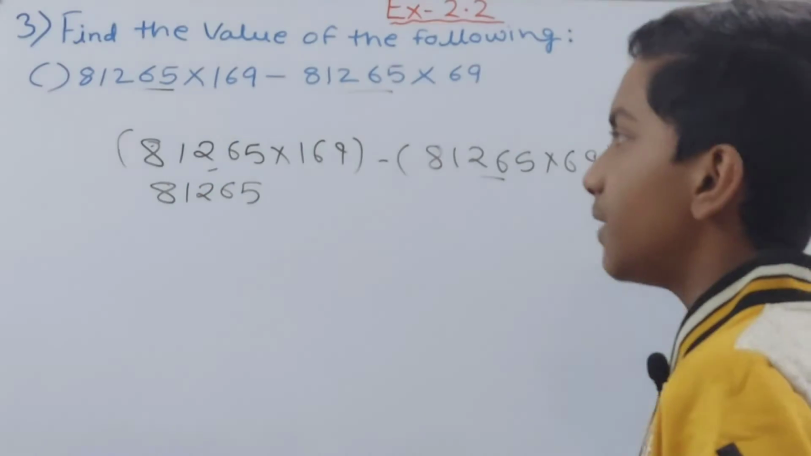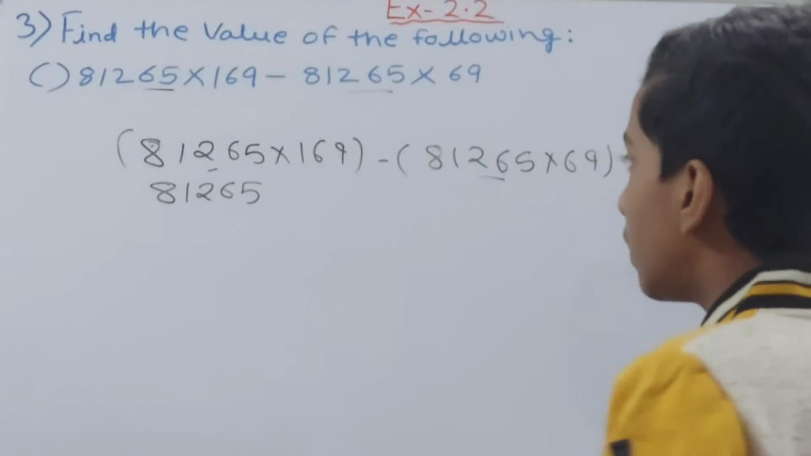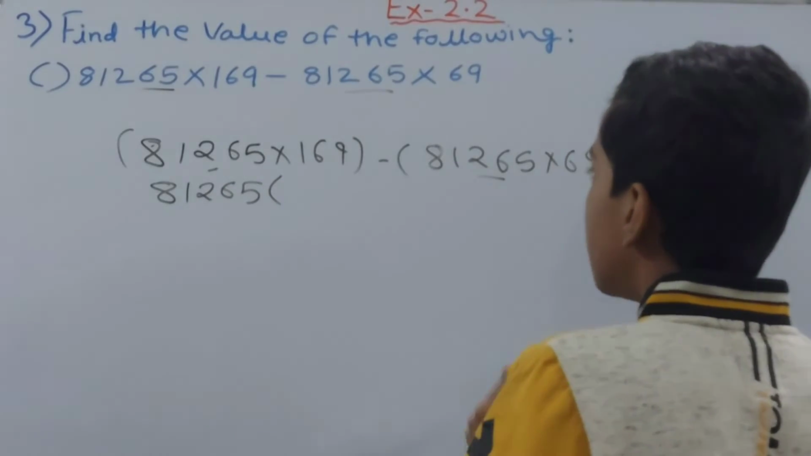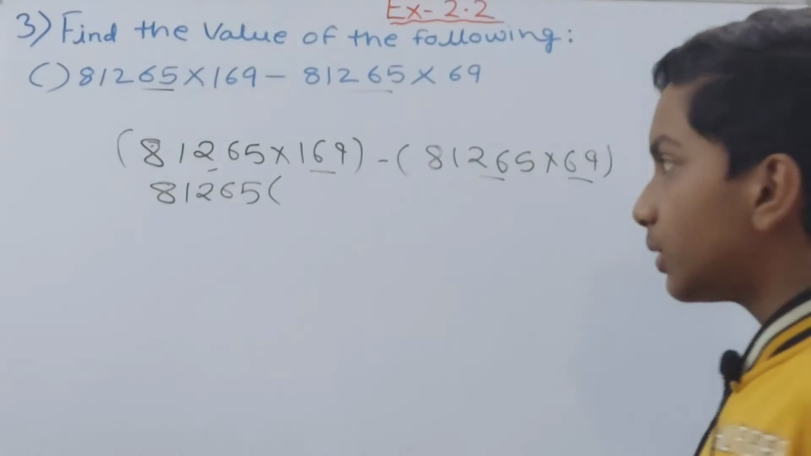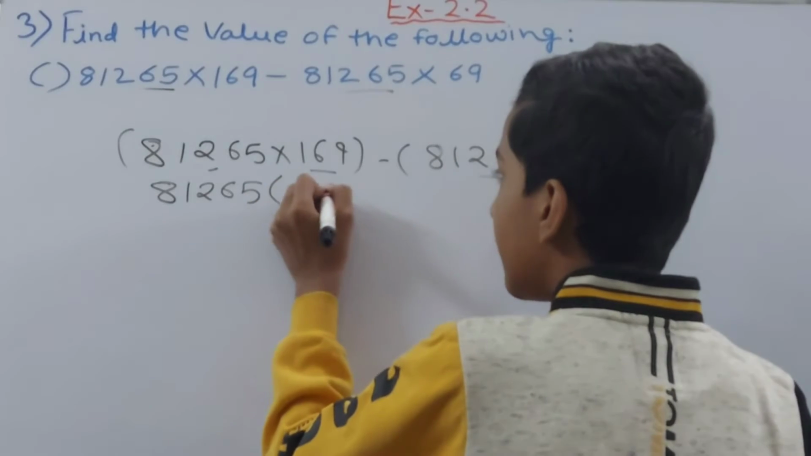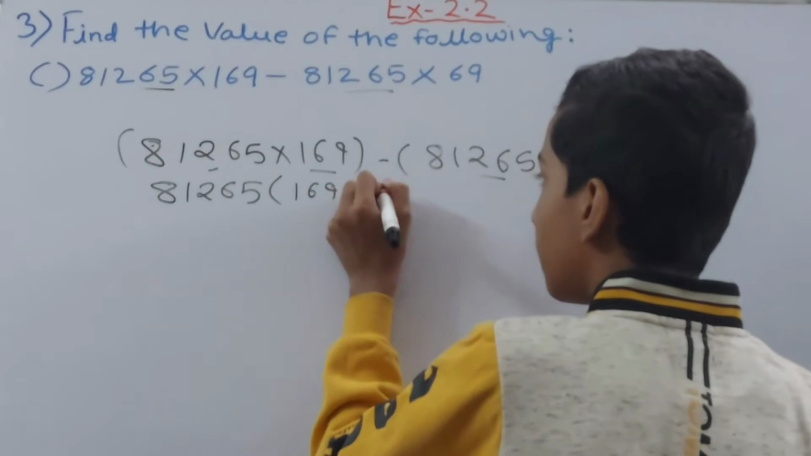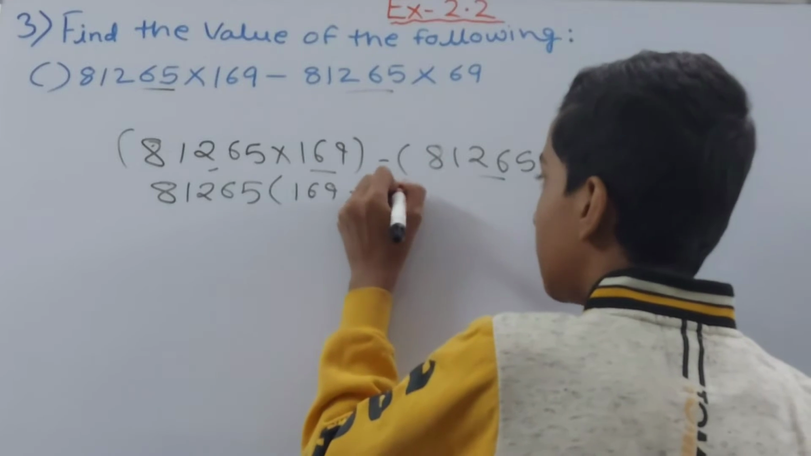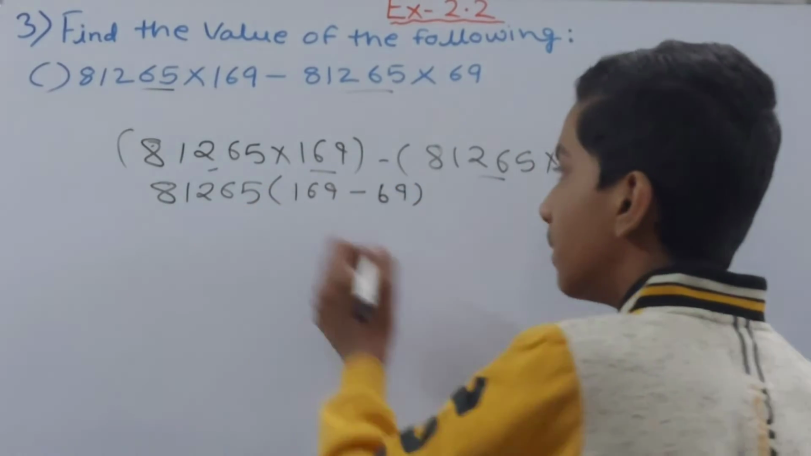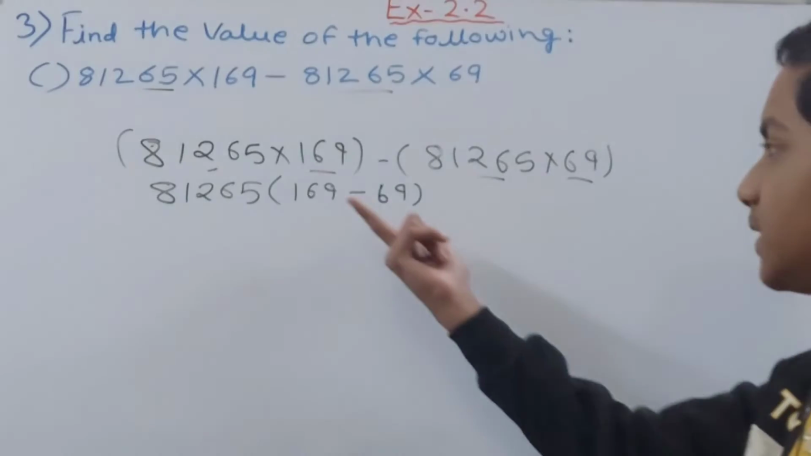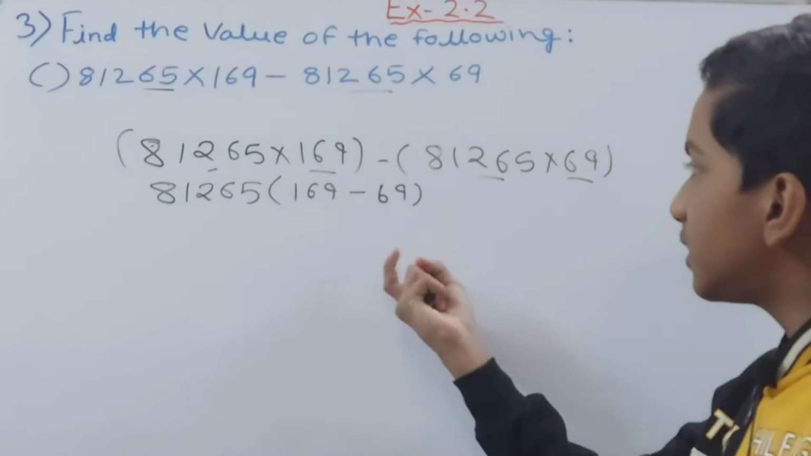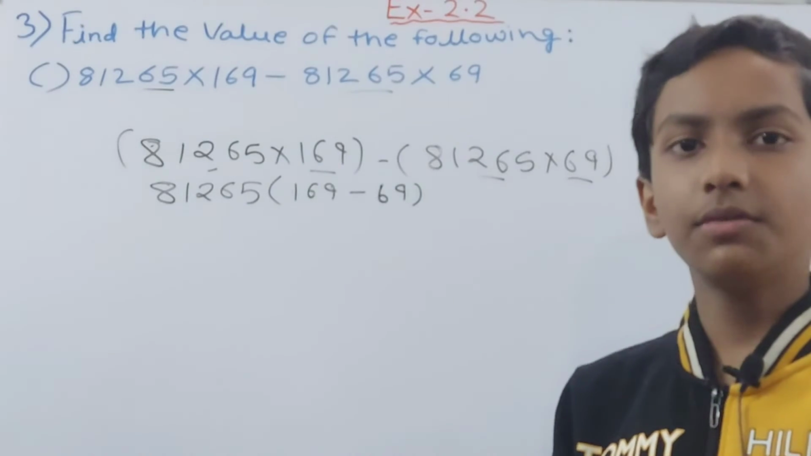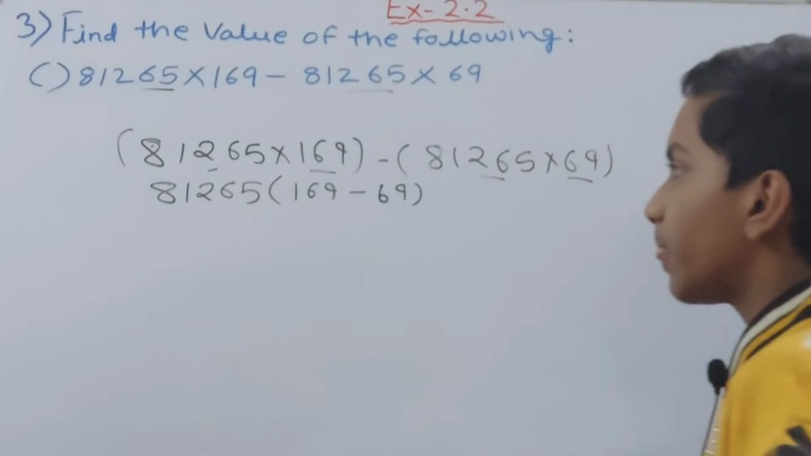So 81265 is written once. Now in brackets what will we write? We are left with 169 and 69. That is 169 minus 69, and this bracket means multiplying, so we will multiply. 169 minus 69: 9 minus 9 is 0, 6 minus 6 is 0, and 1 stays as it is, so we will get 100.